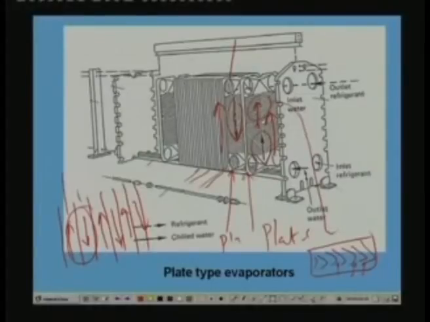And you can see that the refrigerant enters, for example, in this figure through the end plate. It enters like this, so flows through alternate passages, and it comes out like this.